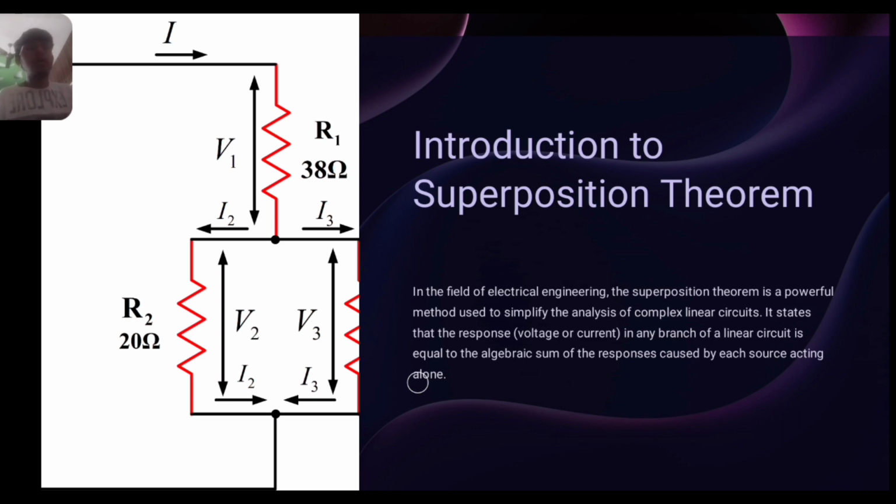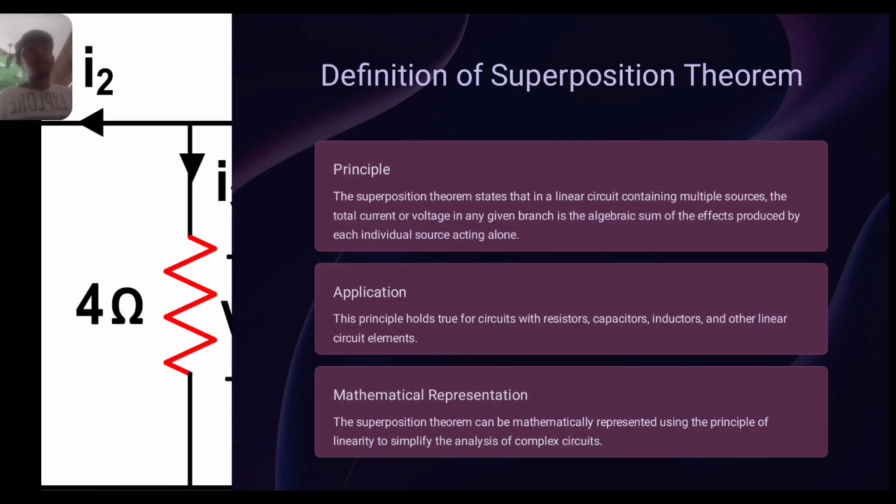Then, definition of the superposition theorem. First principle: the superposition theorem states that in a linear circuit containing multiple sources, the total current or voltage in any given branch is the algebraic sum of the effects produced by each individual source acting alone.